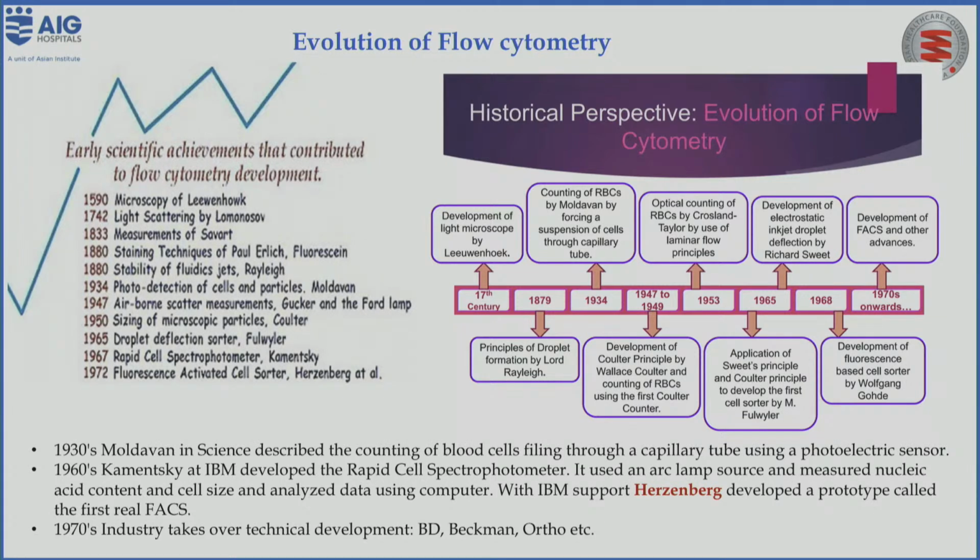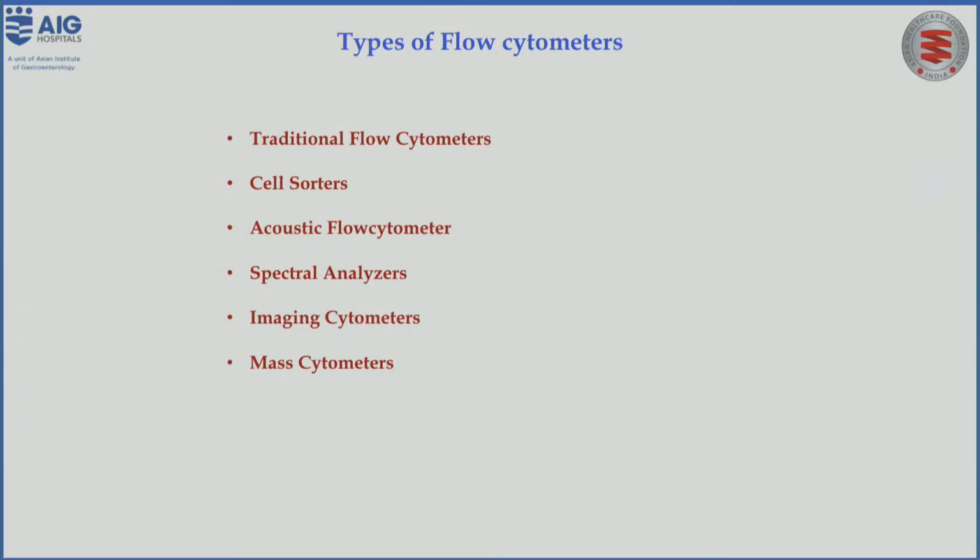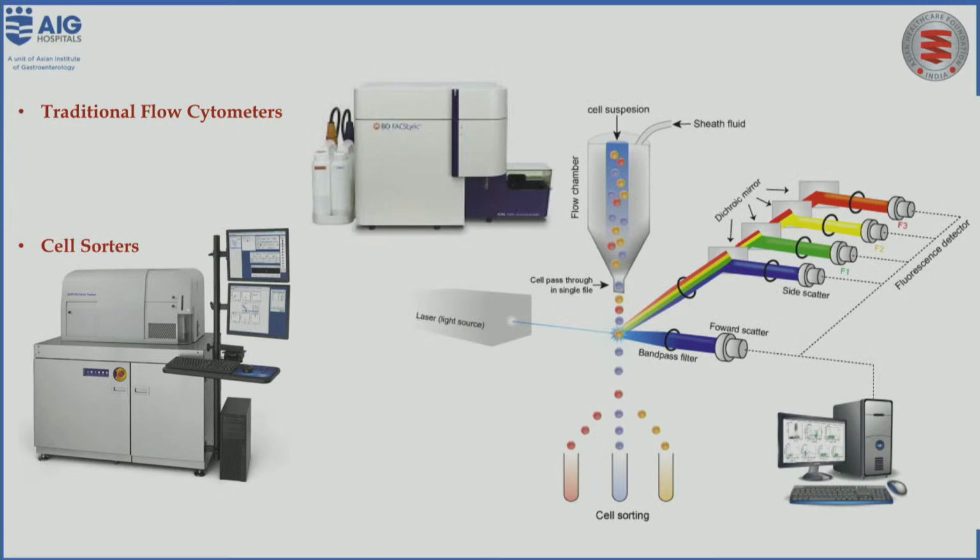After 1972, this technology was taken over by industry, like BD, Beckman, and Arthur, and they developed various flow cytometry equipment for different applications. The different types of flow cytometers we have are traditional flow cytometers, cell sorters, acoustic flow cytometers, spectral analyzers, imaging cytometers, and mass cytometers. The traditional flow cytometer uses basic optic, fluidic, and detection systems, where we can analyze basic cell functions and phenotype characteristics.